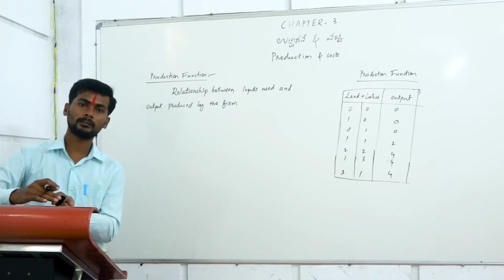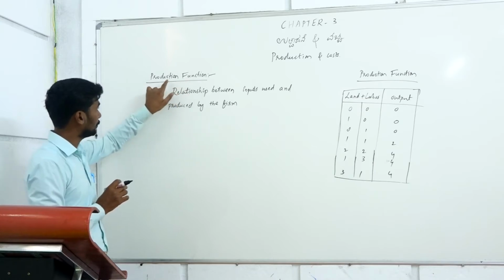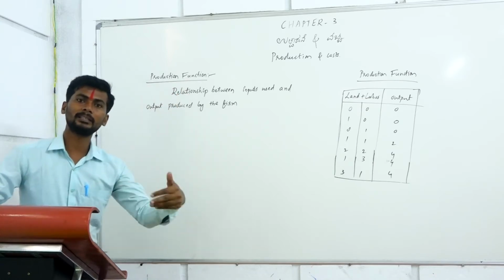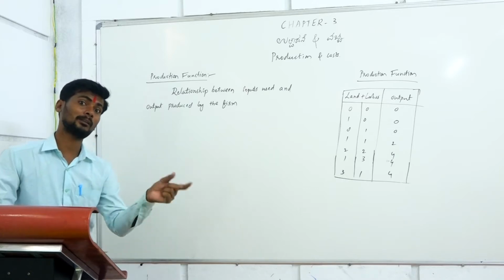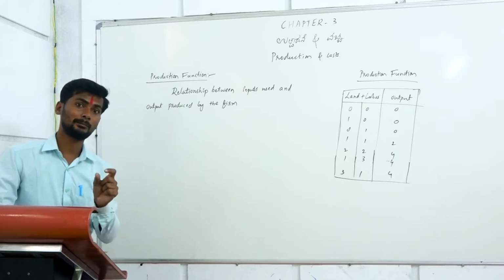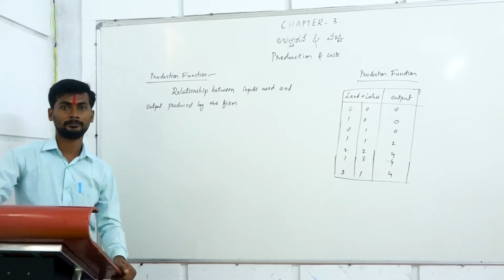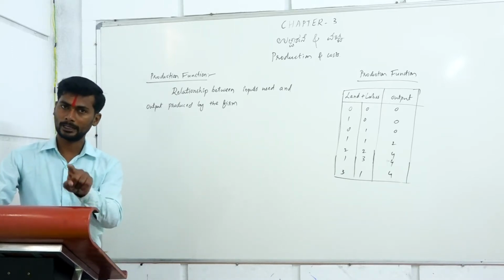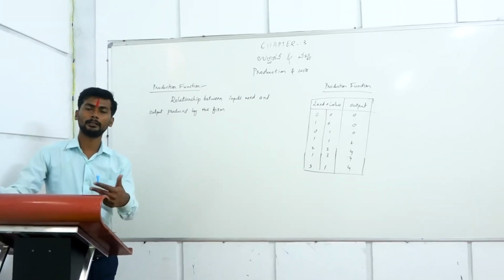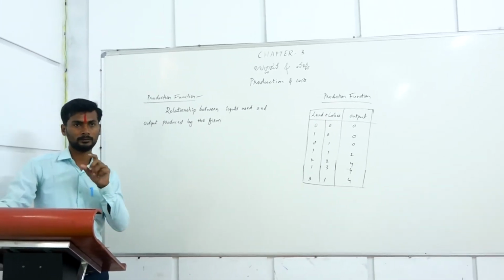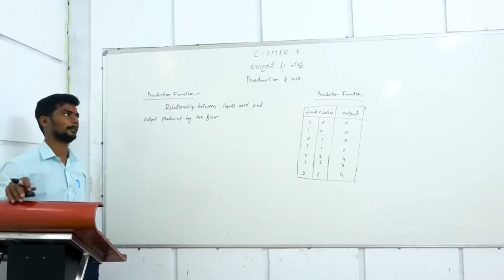What is production function? Production function means production is dependent upon something else. What is that something else? Production is dependent upon what? Production is dependent upon inputs or factors of production. Remember, inputs and factors of production both are same. You can use any words. Factors of production and inputs both are same. Both give the same meaning.